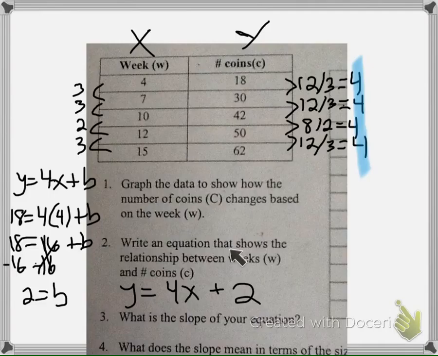Now, another reason you guys lost points is you didn't use c and w. So instead of y and x, you should use c and w. So let's look. W in my table is on the x side, so instead of x there, I'm going to put w. And c is on the y side, so instead of y, I'm going to have c. So the equation you should have is c equals 4w plus 2.